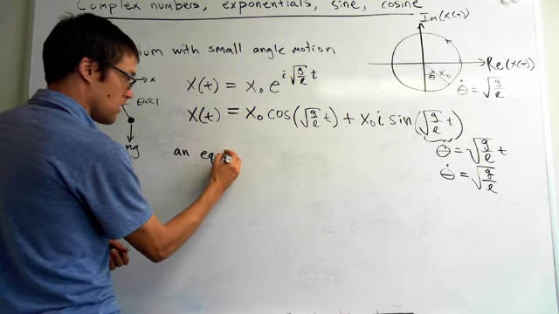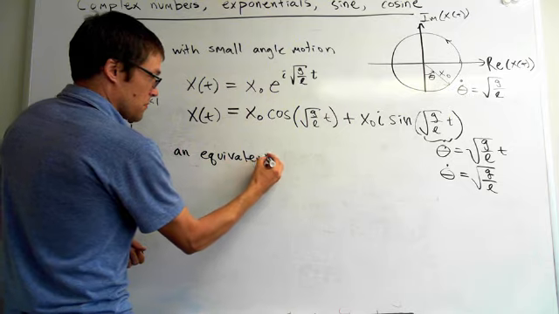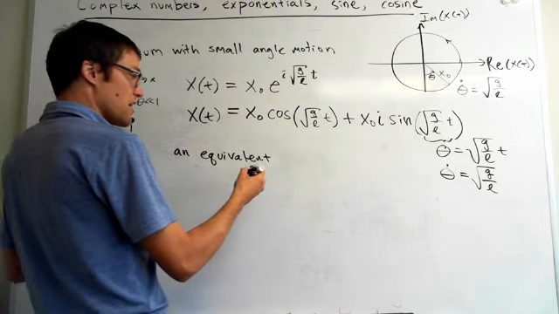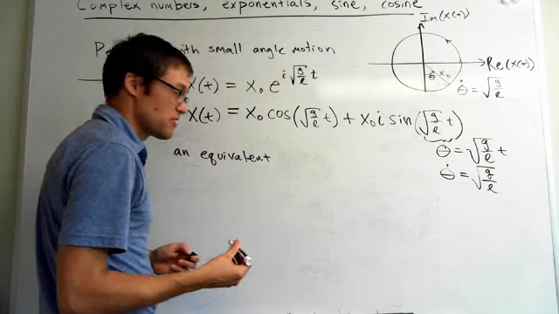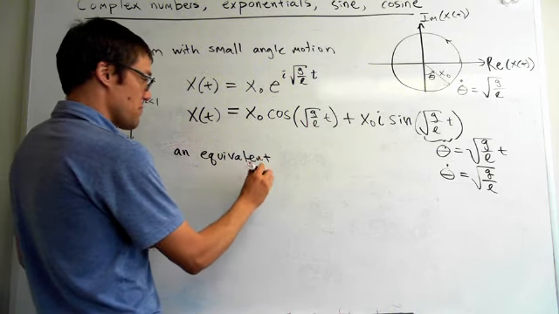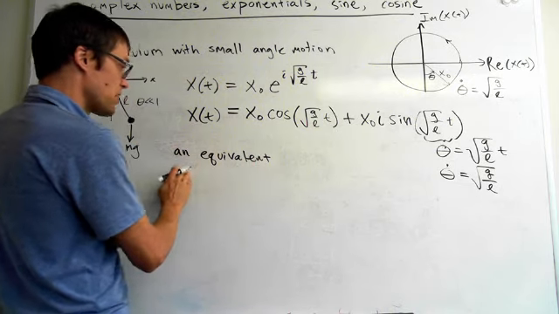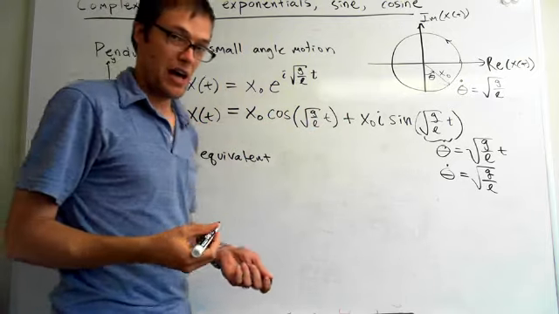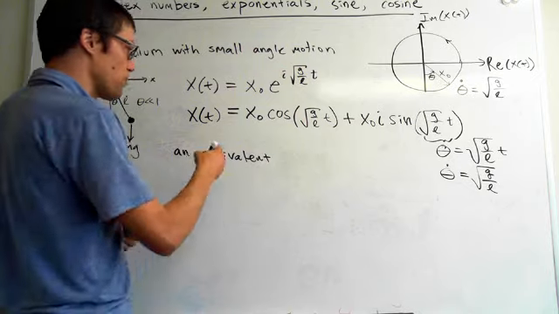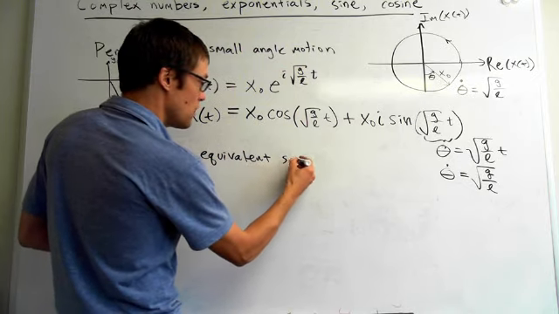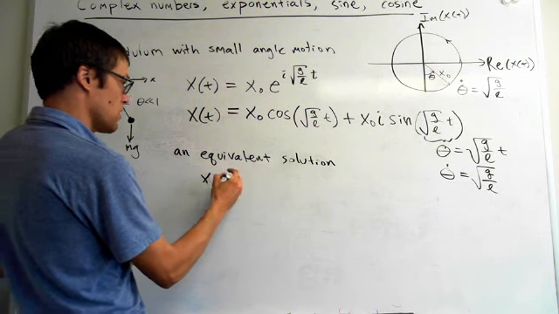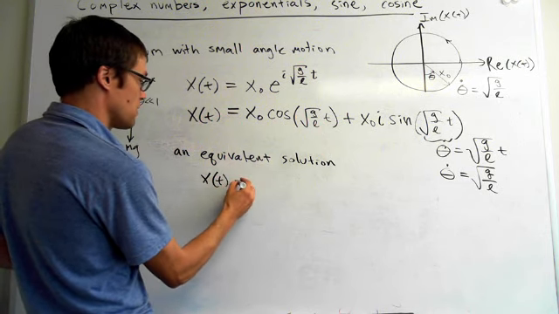The imaginary part is something that comes out of doing the math, and it doesn't hurt anything. Sometimes it buys you some power in terms of the math, but it doesn't hurt anything to throw that part away. If you really want to know what's happening to the pendulum, you can always take the real part of the solution. So an equivalent solution is just the real part.